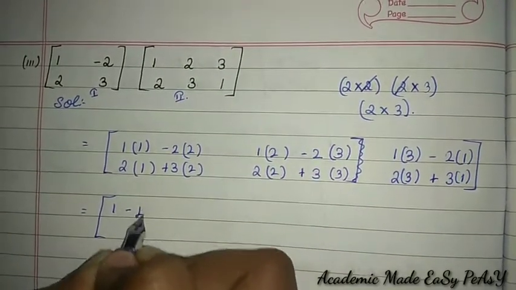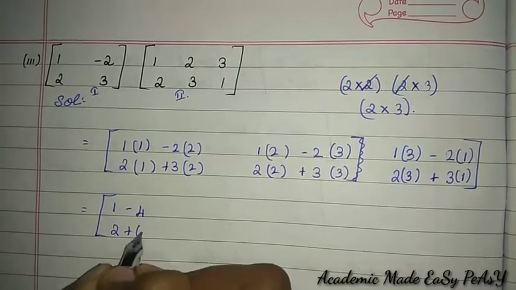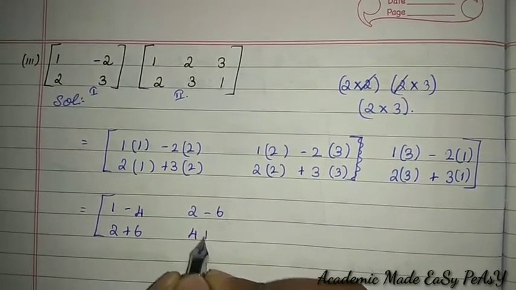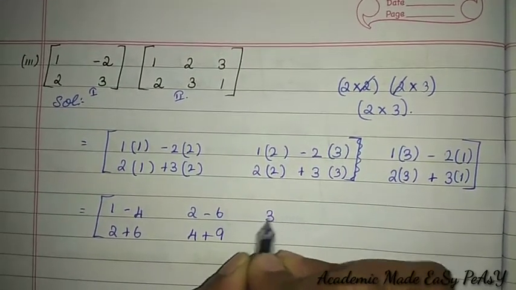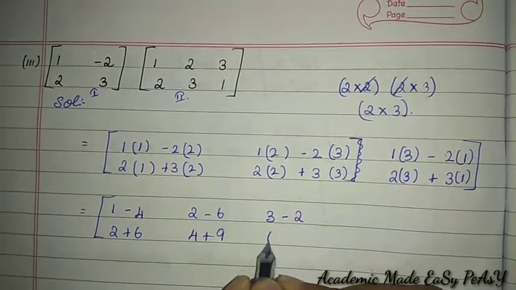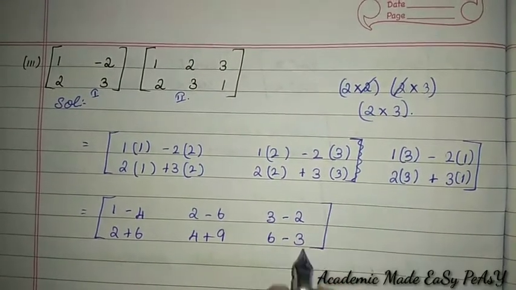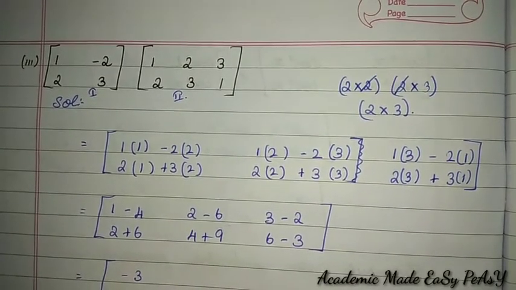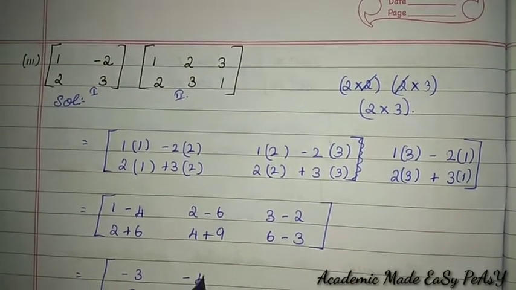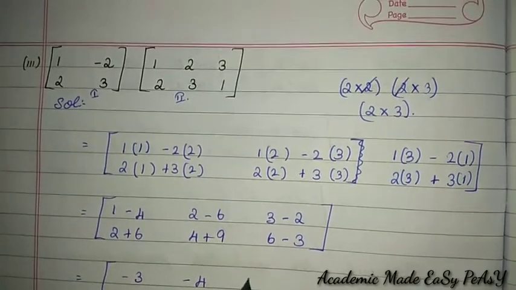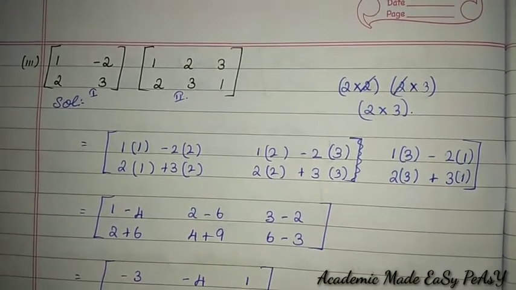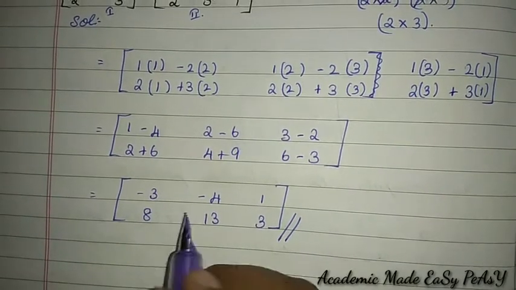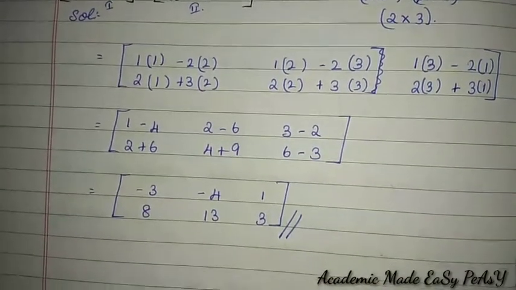So now I will be multiplying it and writing. 1 minus 4, 2 plus 6, 2 minus 6, 4 plus 9, 3 minus 2, 6 minus 3. So minus 3, 8, minus 4, 13, 1 and 3. So this is the required matrix of the order 2 by 3, 2 rows and 3 columns.